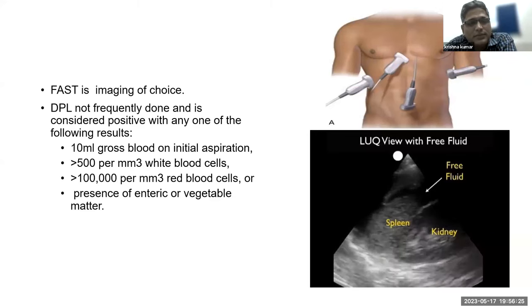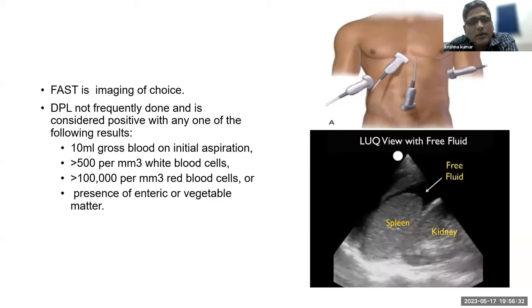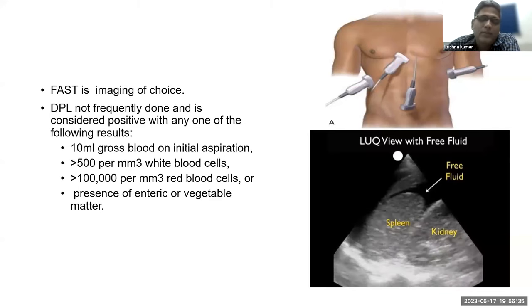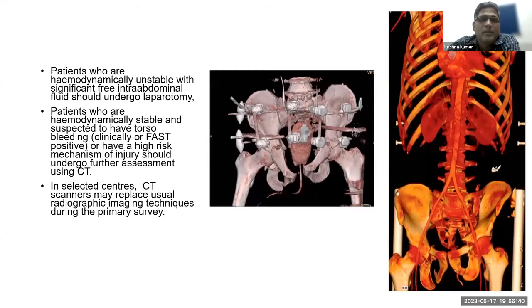DPL is considered positive if there is 10 ml of gross blood in the initial aspiration, or if more than 500 WBCs are seen, or if there is presence of enteric or vegetable matter, which means there is an intestinal injury. Patients who are hemodynamically unstable with significant intra-abdominal fluid should immediately be taken to surgery; a laparotomy should be done. If the FAST is positive and the patient is hemodynamically unstable, he should be taken to surgery immediately. If the patient is hemodynamically stable, then CT imaging needs to be done to identify the source of the bleeding.